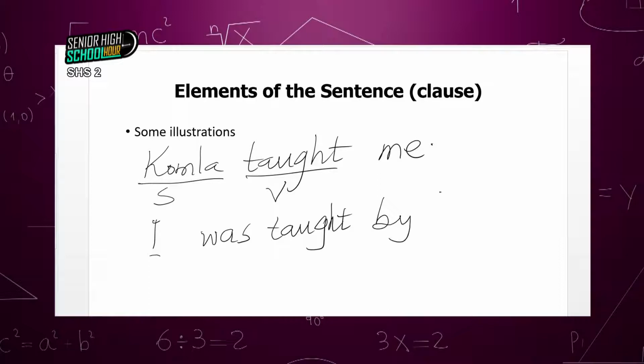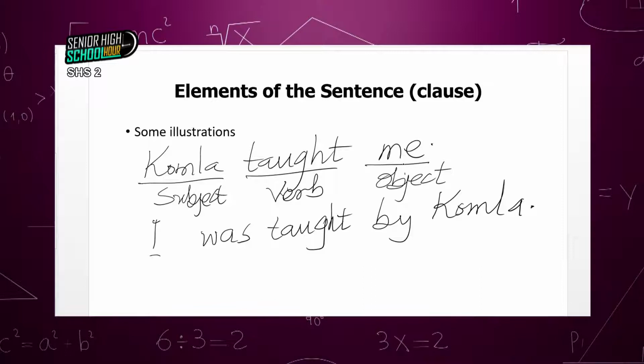Komla. So, once I'm able to turn it this way, for me to become I in a passive voice or a passive structure, then me here is an object. And they correct these ones. Me here is an object. It's an object because it can be used as the subject of a passive voice.